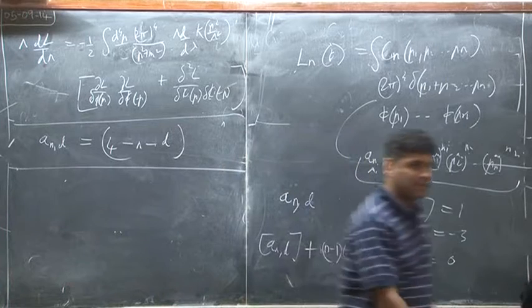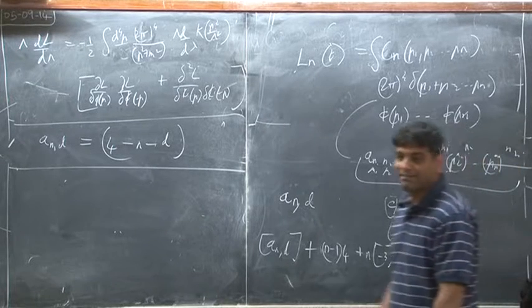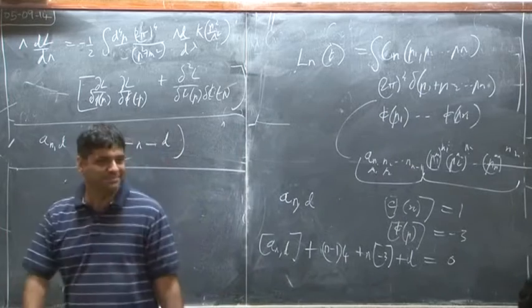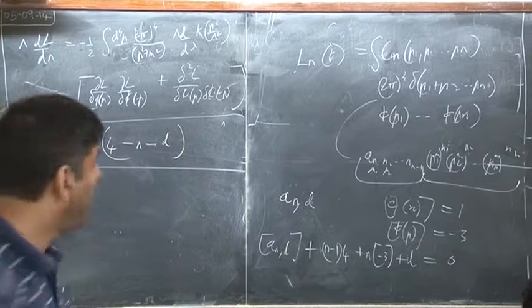Is this clear? Just as a sanity check, let's suppose N was equal to 4 and D was equal to 0. We have an ordinary phi to the 4 interaction. That should be dimensionless in four dimensions. And it is. Or the kinetic term, N equals 2, D equals 2, is dimensionless. It is. The mass term, N equals 2, D equals 0, should have dimension 2. Yes. This formula works. Okay?